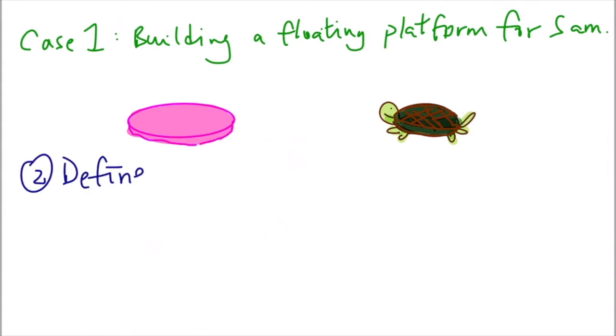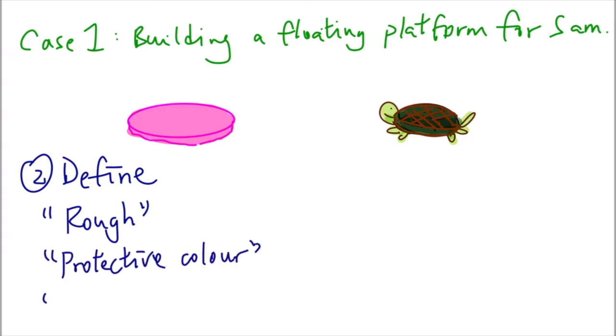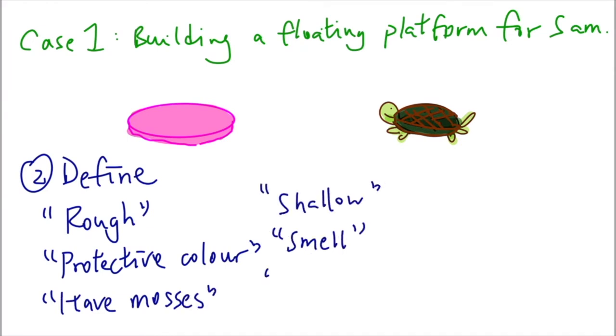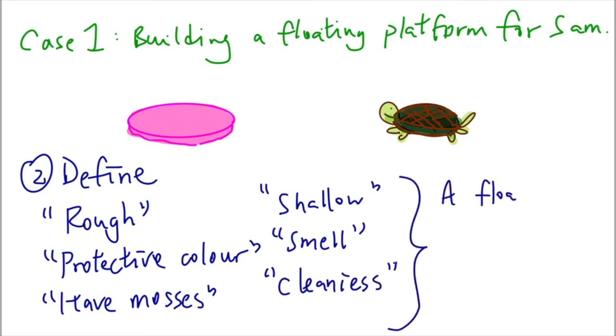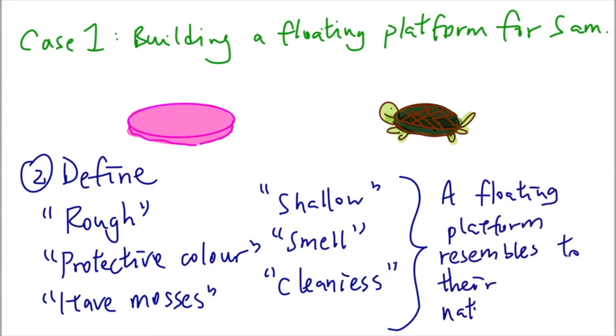Step 2, define. In this step, we try to understand the problem better. To do that, we can highlight some keywords that we have collected from our previous research or survey. And from those keywords, we are able to generate a clearer, more solid problem statement. In this case, we are building Sam a floating platform that resembles their natural home.